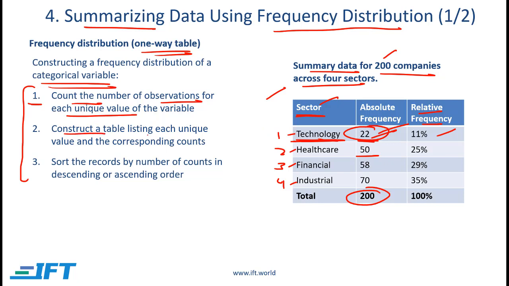Then we construct a table listing each unique value and the corresponding counts. So that's what is shown over here. We show the 4 unique values. These are the 4 possible sectors and the corresponding count for each sector. Then we sort the records by number of counts in descending or ascending order. So here we've simply used ascending order. We first had technology, where we have the fewest number of companies, and then healthcare has more companies, and the industrial sector has the most number of companies. So this is a frequency distribution given a categorical variable.